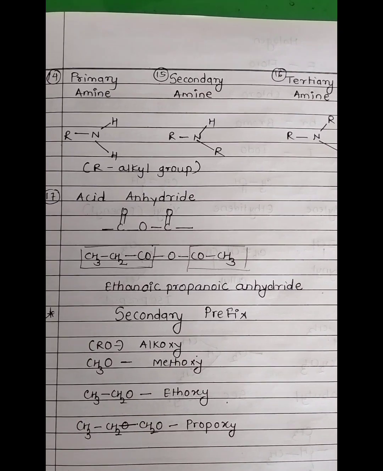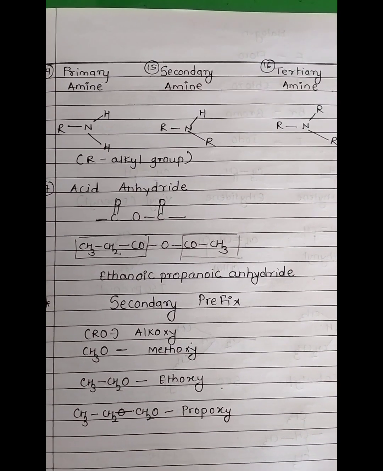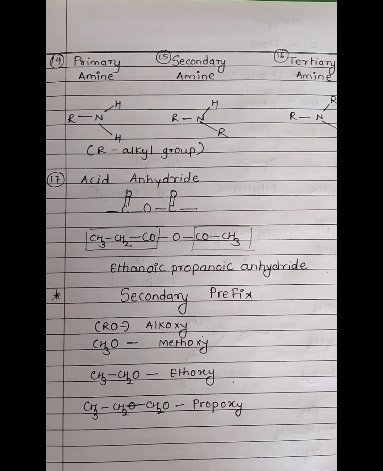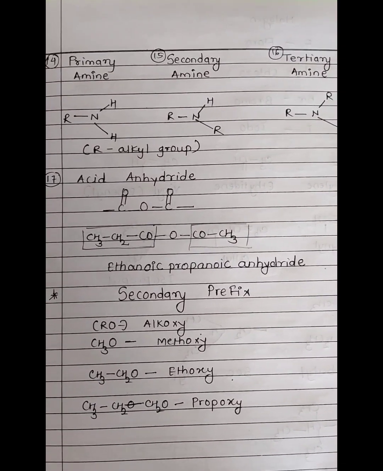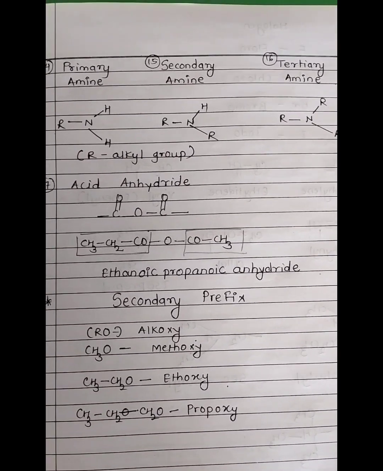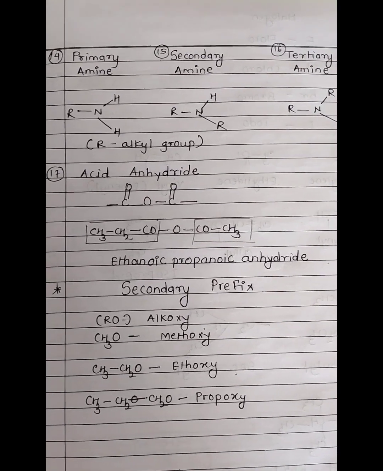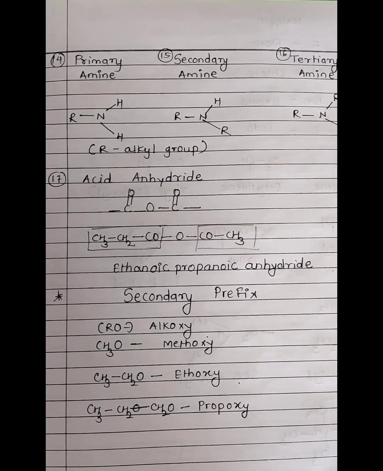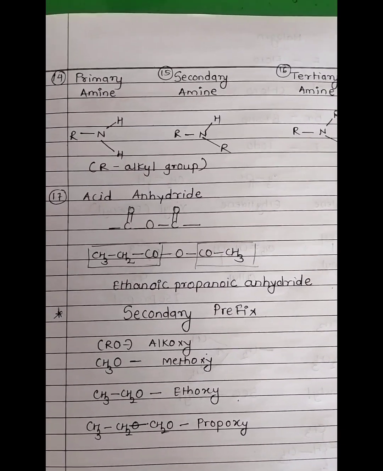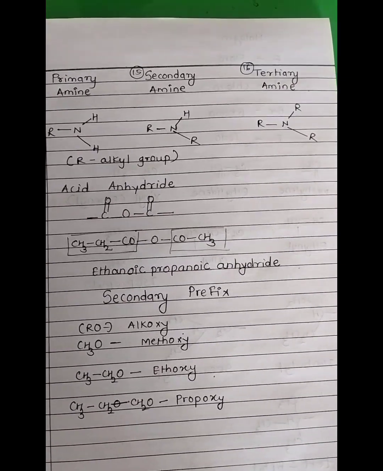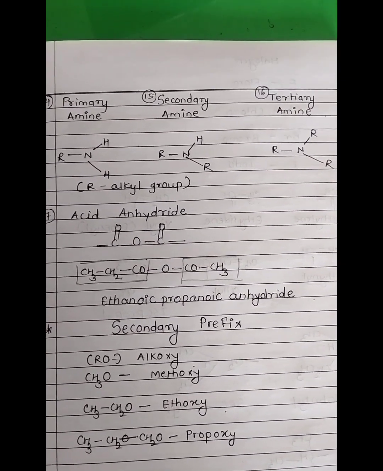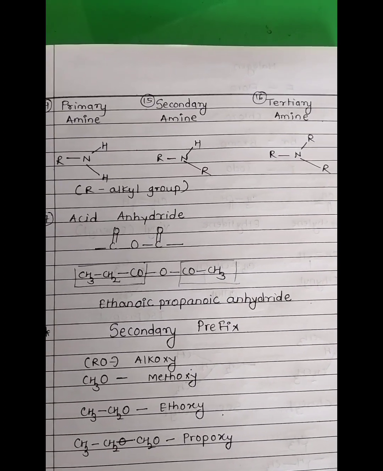Then amines. Here first is the primary amine, secondary amine and tertiary amine. In the primary amine only one R group is present. In secondary amine there are 2 R groups present, and in tertiary amine there are 3 R groups present. R group is alkyl group. Then acid anhydride functional group, dash C double bond O dash O dash C double bond O dash. For example CH3 CH2 CO dash O dash CO dash CH3.